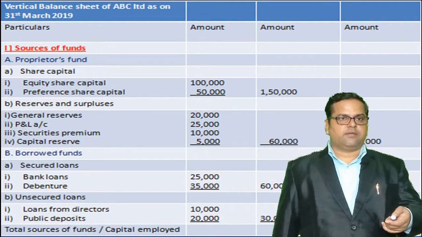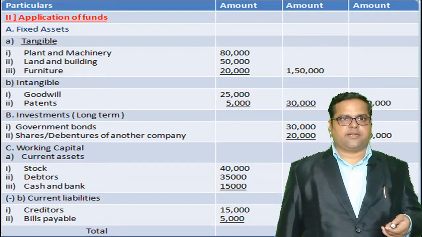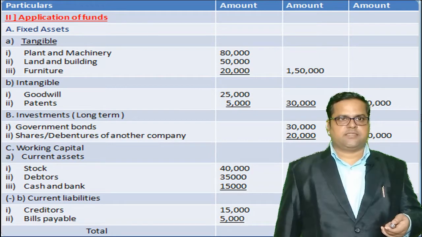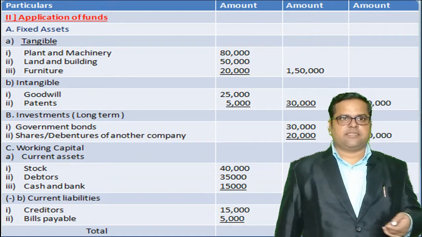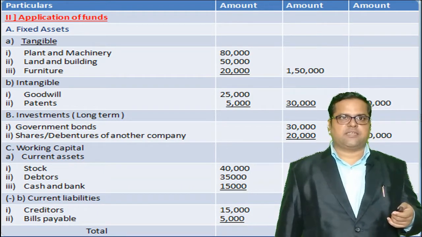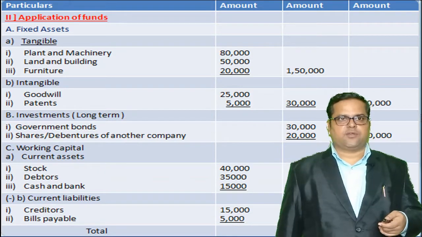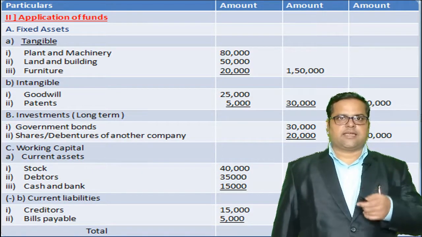Now let us go to second part of balance sheet, that is application of funds. Now as already discussed, this will have three subheadings: fixed assets, investments and working capital. Now we had marked separately tangible assets as well as intangible fixed assets. So wherever we have marked TFA, that is tangible fixed assets, we will take it under tangible. Examples: plant and machinery, land and building and furniture. Again we will put their values in first column and take the total to second column. Same way, total of intangible items, that is goodwill and patents, we will record them first in first column and we will take total in second column.